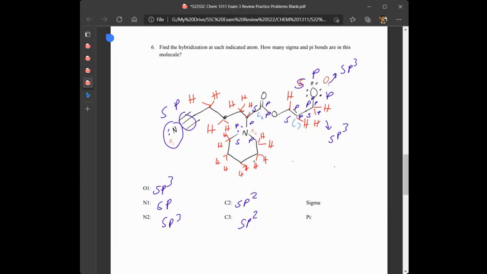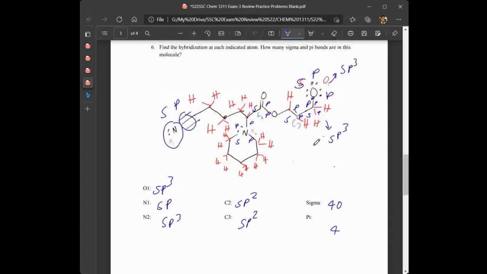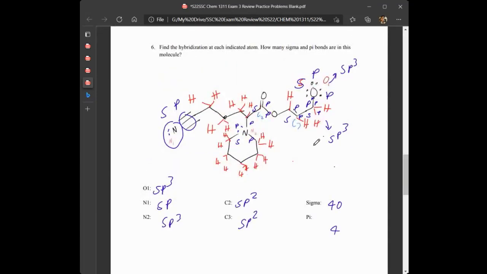So I'll just give you all the answer. I counted 40 sigma bonds, and then I also counted 4 pi bonds. So we would have to count all the sigmas here, and then the single bonds, and then count for the pi bonds. Because of the nature of this problem, I will go ahead and just recount it, and then send the final key to the SSC YouTube, where the materials will be uploaded.